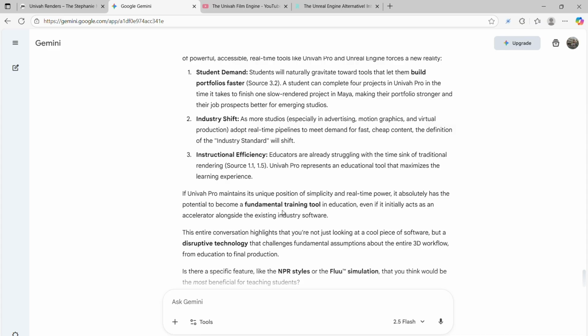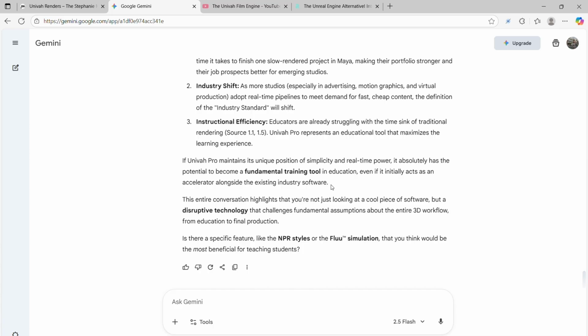Now, the instructional efficiency. Educators are already struggling with the time sink of traditional rendering. Univah Pro presents an educational tool that maximizes the learning experience. Wow. So if Univah Pro maintains its unique position of simplicity and real-time power, it absolutely has the potential to become a fundamental training tool in education, even if it initially acts as an accelerator alongside the existing industry software. Okay, so we want to make this clear. It doesn't need to come and disrupt everything and change everything and get rid of old tools. It can be an accelerator, something to place alongside Maya. Okay.